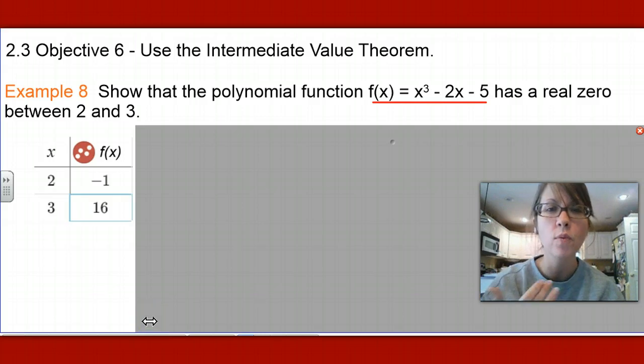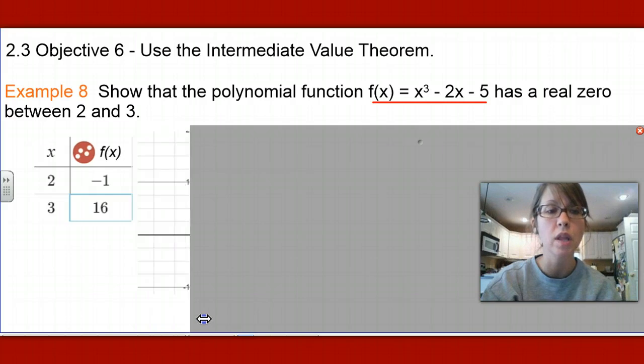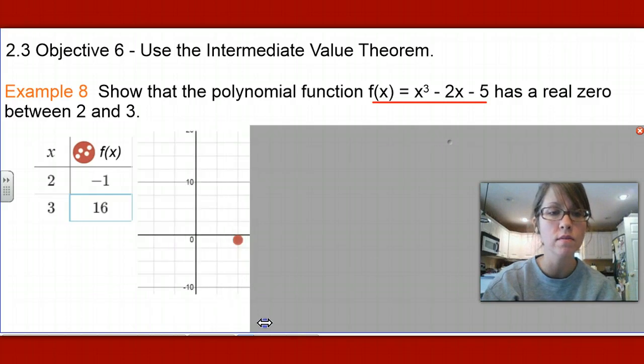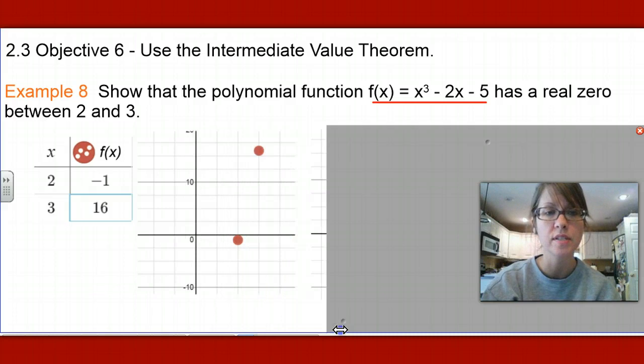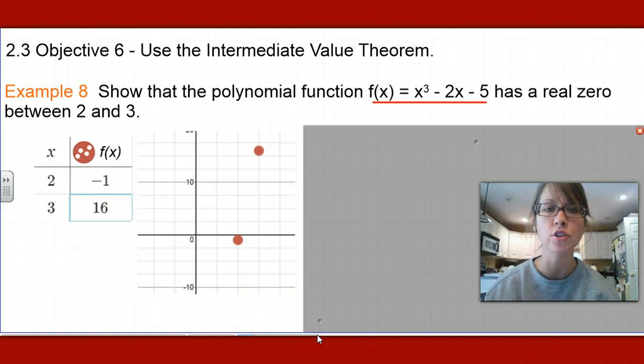All right, so what I want to do to create a visual for you is just plot these 2 points. So we're going to plot the points (2, -1), right there, and (3, 16). Okay, you don't have to use Desmos to do this. I just used it to get something here on my screen. You can freehand it. It does not have to be perfect, but your points do have to be plotted in the proper quadrant. If they're in the proper quadrants, then you too can say if the intermediate value theorem says yes or no.